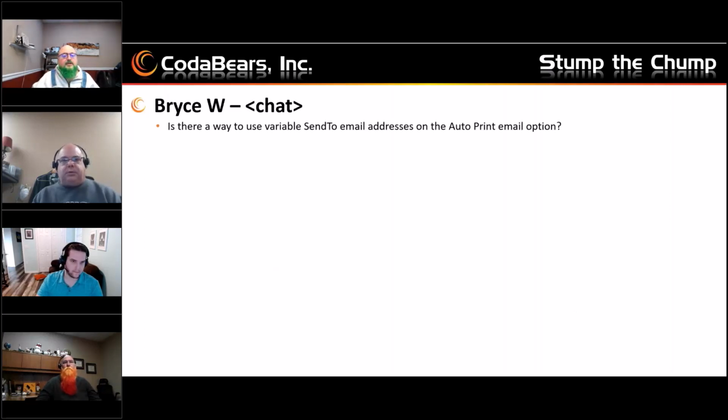Awesome. Our next one is Bryce here. Is there a way to use variable send-to email addresses on the auto print mail option? Well, of course there is a way, but it's not out of the box. From the auto print email, you can't do the variable lookups in that temporary table like you can on the email send from a data directive. So I'll defer to the other gents. What's the best way to get there?